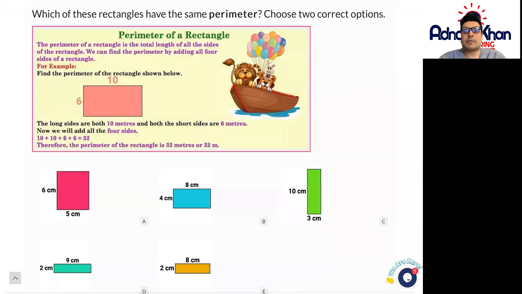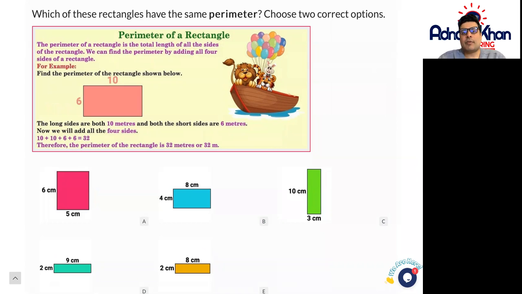So our first question is based on perimeter. Which of these rectangles have the same perimeter? The perimeter of a rectangle is the total length of all the sides of the rectangle. We can find the perimeter by adding all four sides of the rectangle.